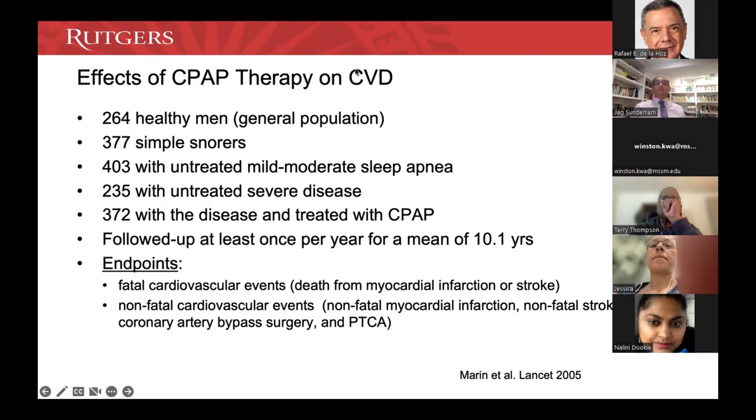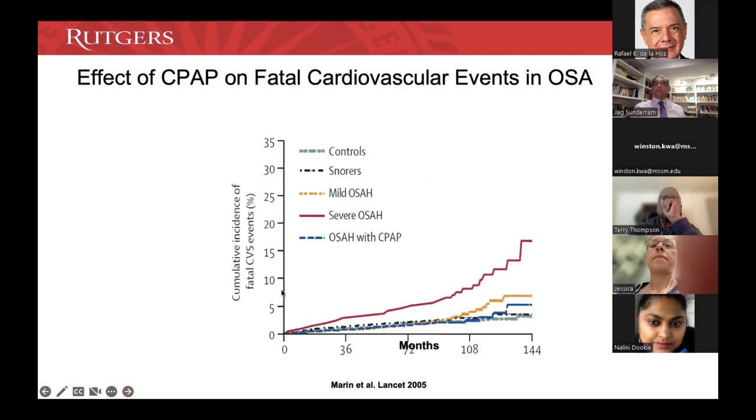In terms of cardiovascular disease, this was an early study that seemed to suggest something. It looked at a population of healthy people, simple snorers, those with mild, moderate, or severe disease, and those treated with CPAP, with a mean follow-up of 10 years. They looked at fatal cardiovascular events and other major cardiovascular events, and showed that compared to controls, if you went on CPAP, there was a reduction in the cumulative incidence of fatal cardiovascular events. Now, this is observational data.